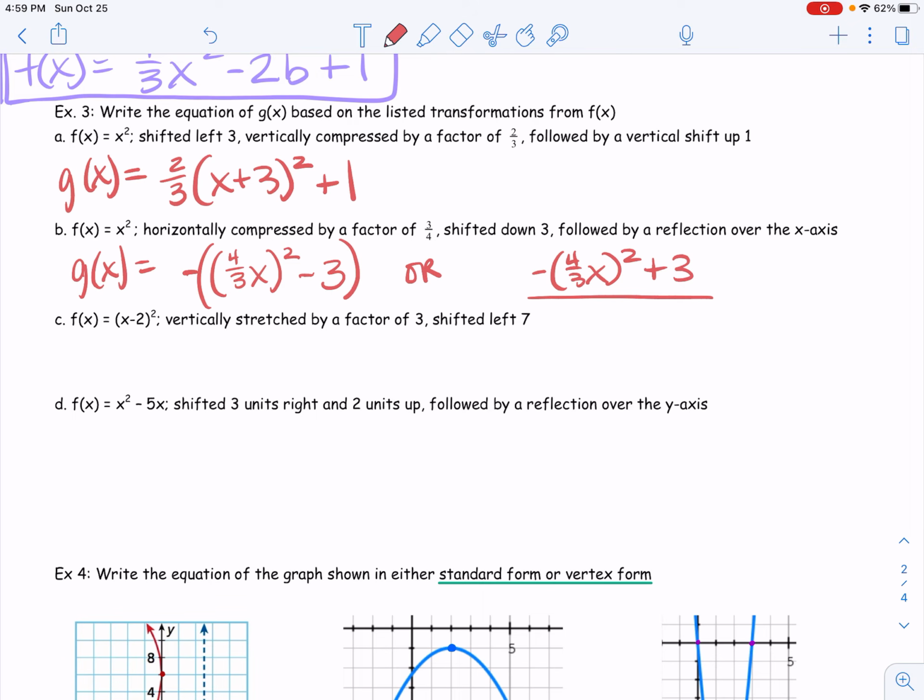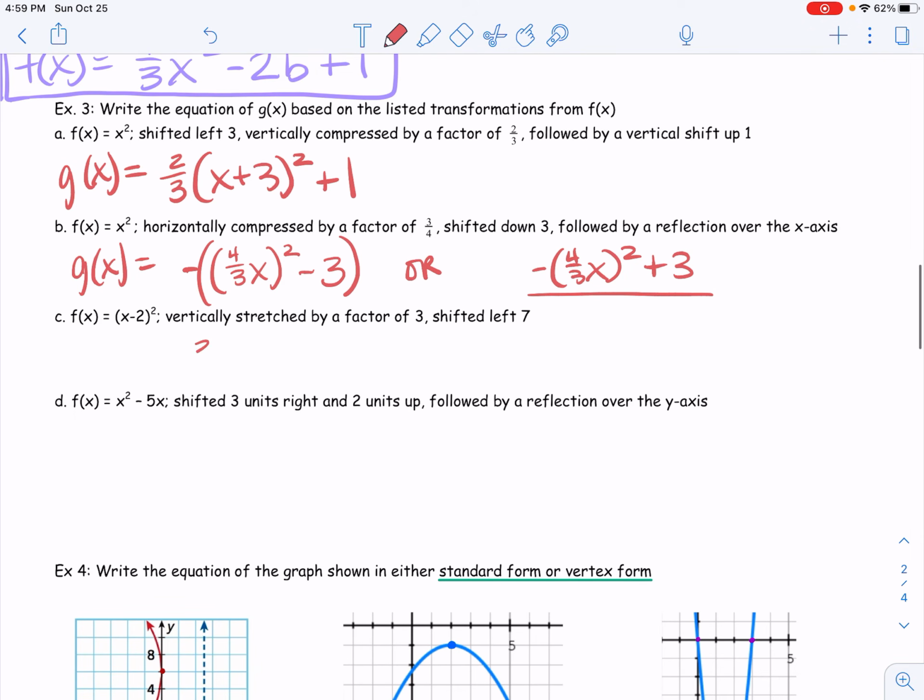So the next two, I am not starting from the parent function, so you have to be careful here. Part C says I have x minus 2 squared. So I've taken my parent function and I've already shifted it to the right 2 units. That's where I see that minus 2 on the inside. So the first thing I want to do is vertically stretch by a factor of 3. So that just means I have 3 times x minus 2 squared. Nothing is changed. That's totally fine. Then it says I want to shift left 7. Well, if I'm already right 2 and I go left 7, that ends me up at just being left 5. And so then I can just do that.